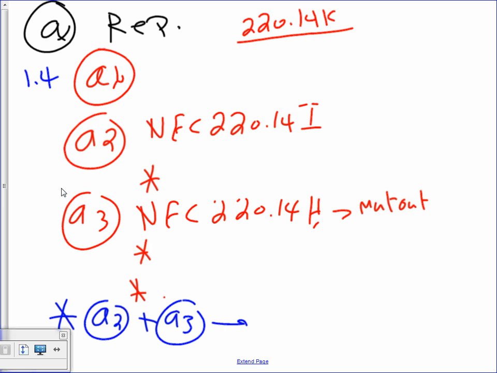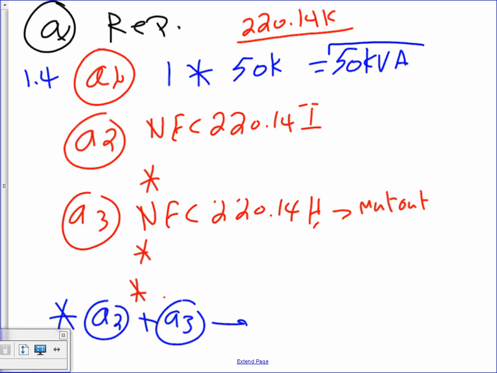This step is 1.4. From the NEC code book, you need to take 1 volt ampere per square foot and multiply it by 50,000 square feet, and that will get you 50 kVA for the commercial building. So this is step 1.4. These are 1 volt ampere per square foot from the NEC code book for a commercial building.